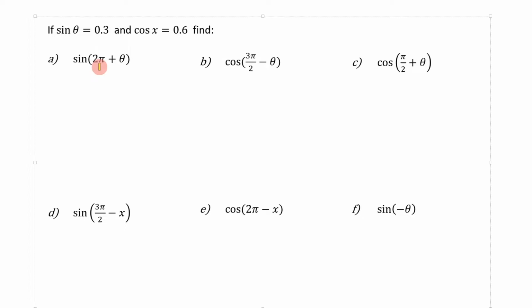Welcome. So we're going to answer these questions before us. It tells us that sine of theta is equal to 0.3 and cos of x is equal to 0.6. And we need to use our symmetry properties to answer these questions.